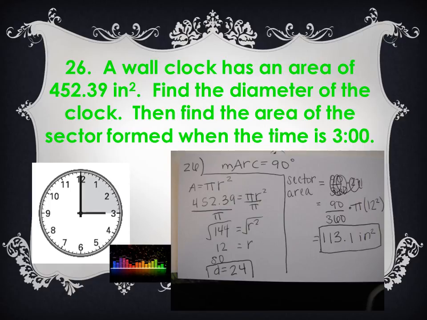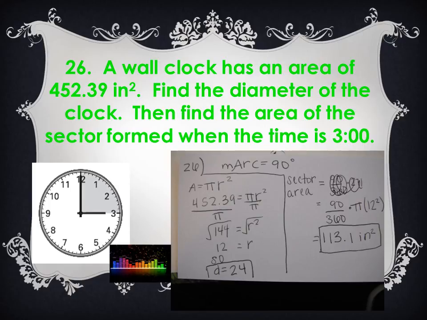It then asks me to find the area of the sector. Well, I know from before that the area of the sector is equal to the measure of my arc divided by 360 times the total area of the circle. If you look at when the clock is 3 o'clock, it creates a right angle. A right angle is 90 degrees. Therefore, the arc created from that angle is also 90 degrees.